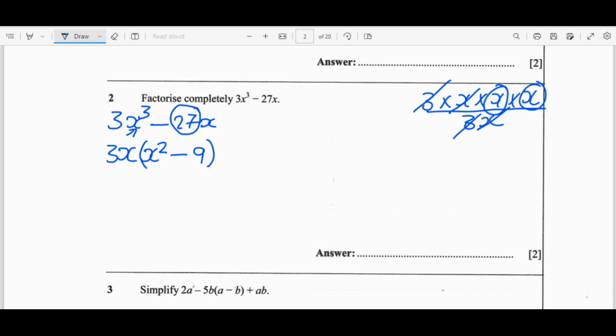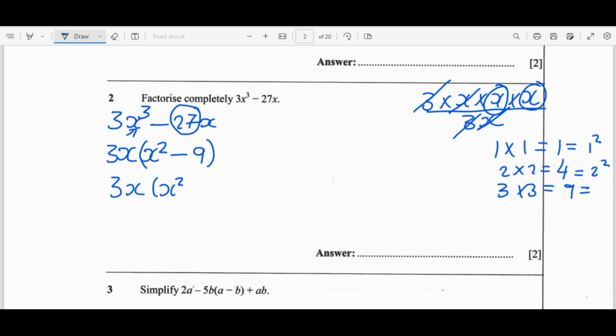Then if you look at this point, since we are factorizing completely, we still have some steps to undergo. So we have 3x times x squared minus 9. If you look at 1 times 1 is 1. 2 times 2 is 4. 3 times 3 is 9. So 1 times 1 is the same as 1 squared. 2 times 2, which is 4, is the same as 2 squared. 3 times 3, 9, is the same as 3 squared. So where there is 9, we substitute 3 squared.